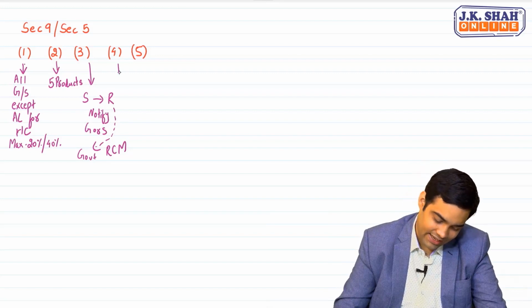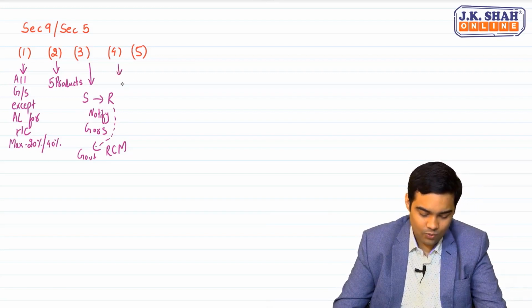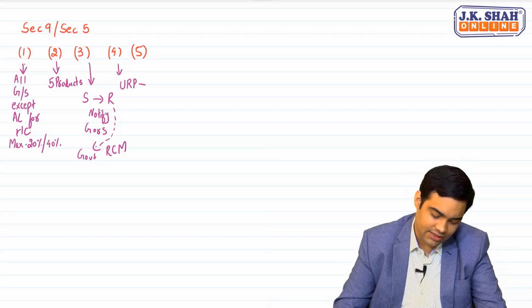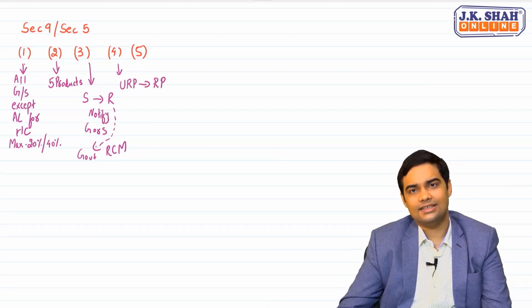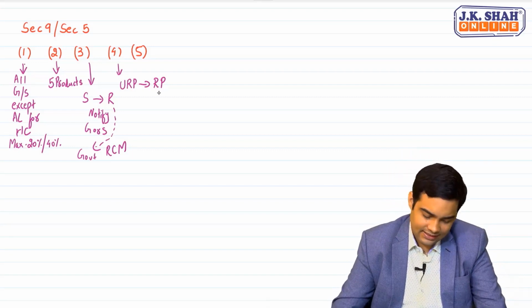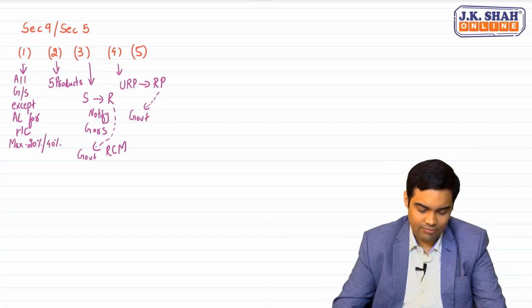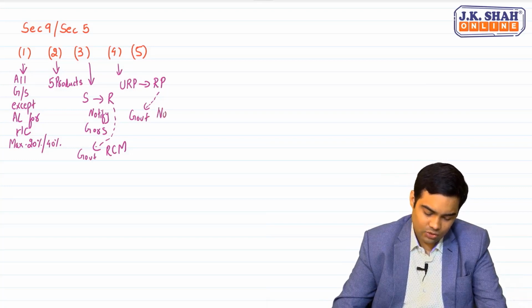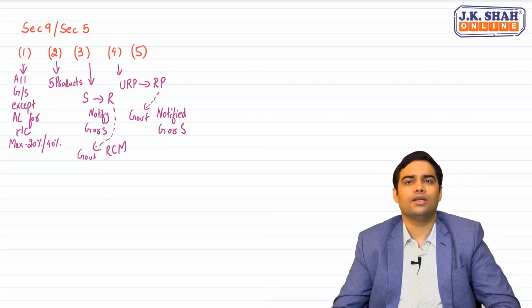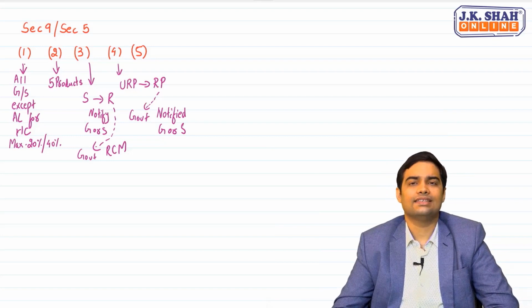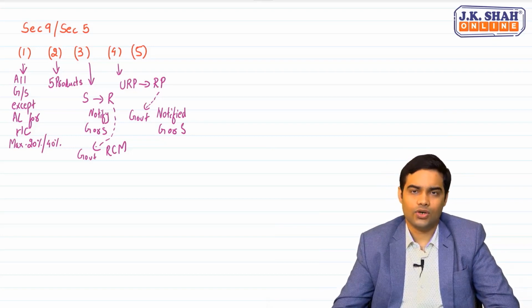Then coming to 9.4. 9.4 was a provision which deals with unregistered person making a supply to a registered person. In that case, registered person would be liable to pay tax to government. Again, it is only on notified goods or services. One sector is notified. In the RCM video, we will be covering what is notified under 9.4.